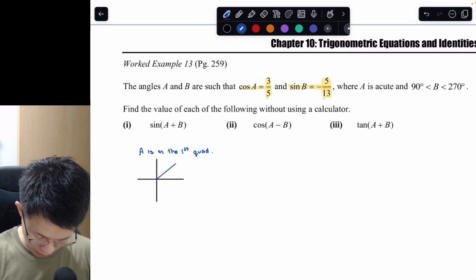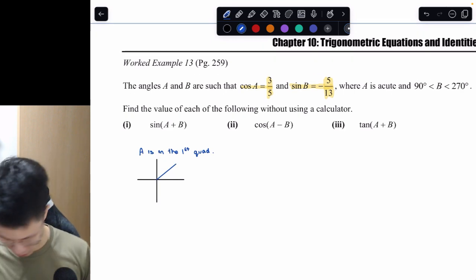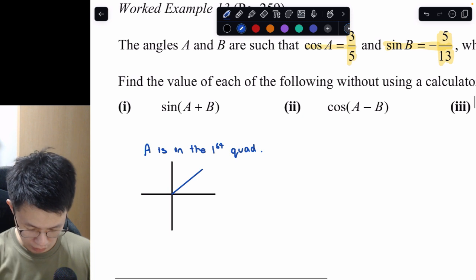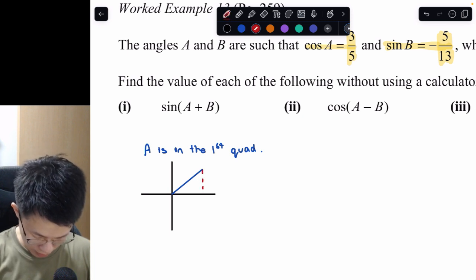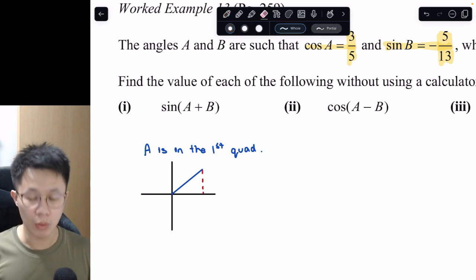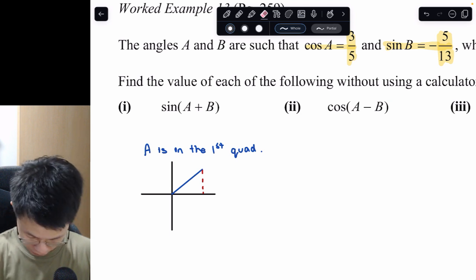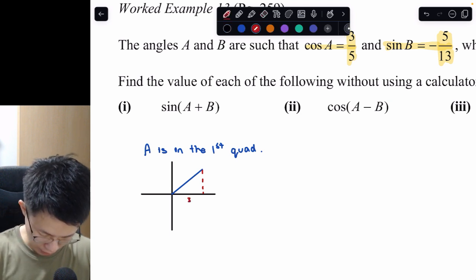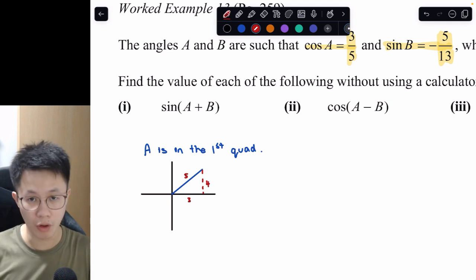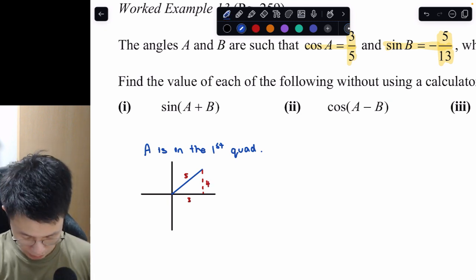Okay, and from here, since it's cosine, our adjacent here is 3, and our hypotenuse is 5. So this gives us that our opposite will be 4. So we can make this deduction.